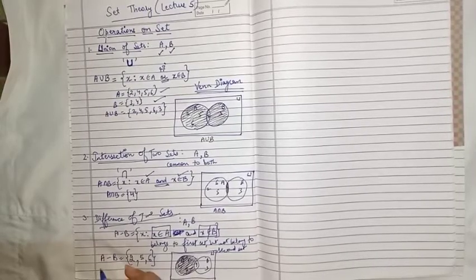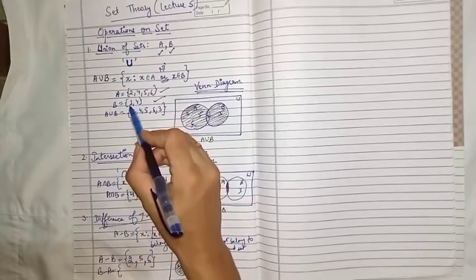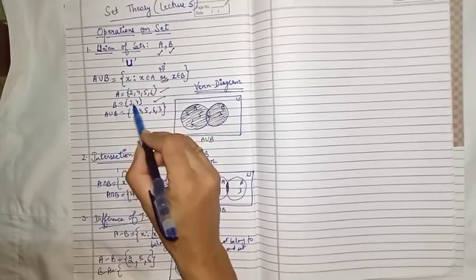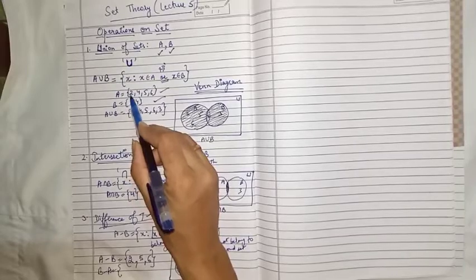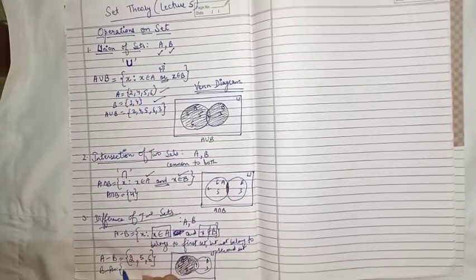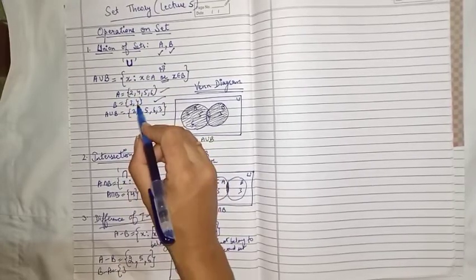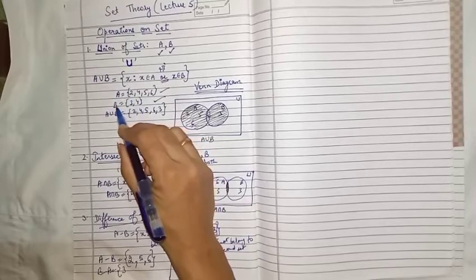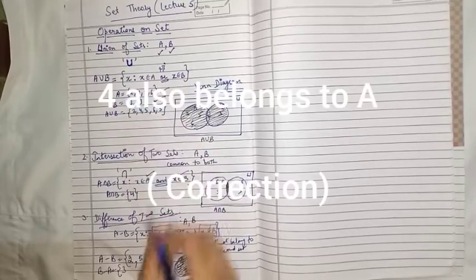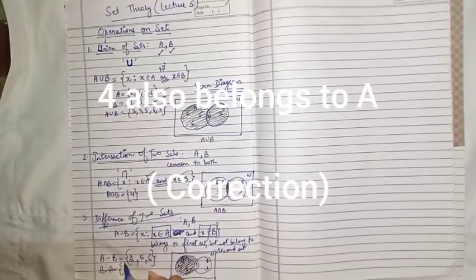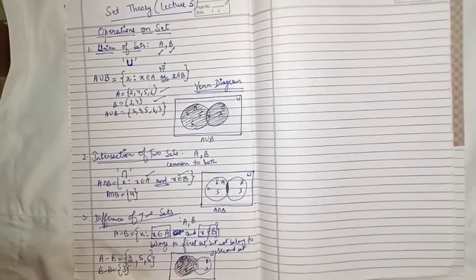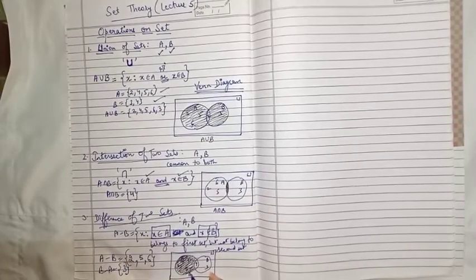And if I write B minus A, what will be my B minus A? The first element is 3. 3 belongs to B but does not belong to A, so I'll write 3 here. The next element is 4. 4 belongs to B but 4 also belongs to A, so I'll not write 4 here. So only the element 3 is here. So this is the diagram for A minus B.